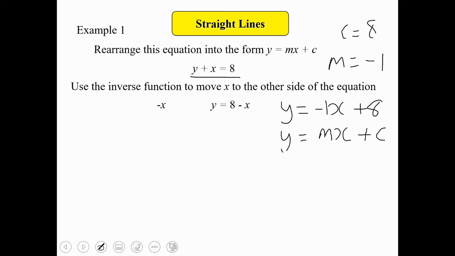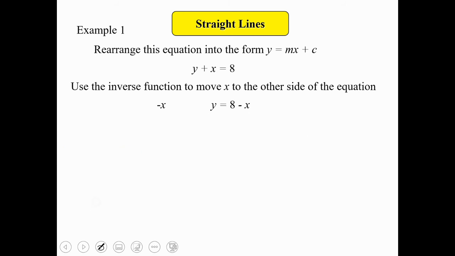What do we do? We subtract x from both sides. We get y is equal to 8 minus x. I can rewrite it as this, so that is exactly in the form y is equal to mx plus c. And then you can clearly tell your gradient is the coefficient of x, which is minus 1, and your y-intercept would be plus 8. So that's how you'd rearrange. Let's look at a little bit more complex one. That was a bit more straightforward.